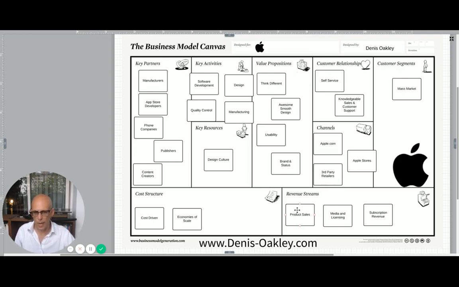Then the revenue stream. How does Apple make money from the product sales of the physical hardware, the phones, the computers, but also from the media and licensing of software and software products? It takes a cut of everything that you buy on the App Store for every software service that it sells. And then there is a subscription revenue when you subscribe to things like iCloud storage and the music services.